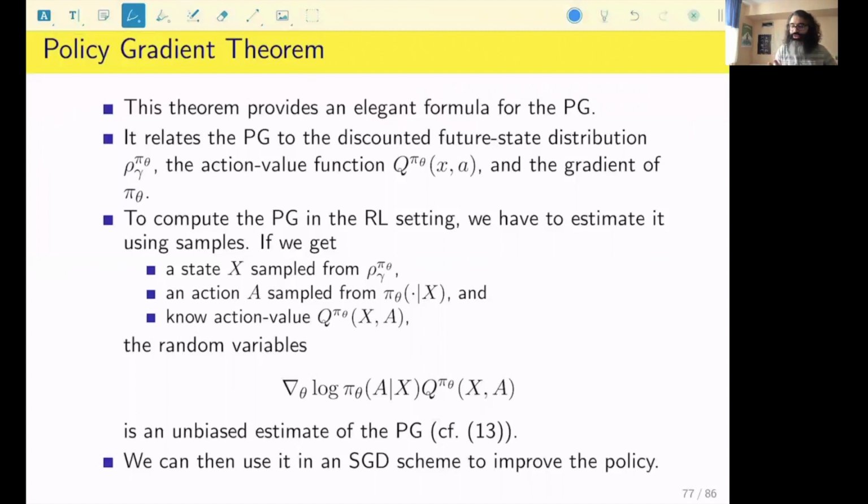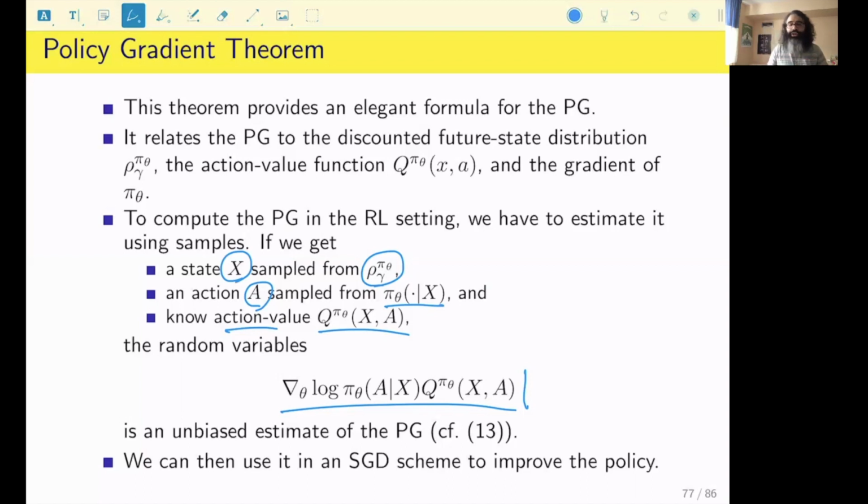Okay, so let's try some final comments on this. I see this theorem as an elegant formula for policy gradient. It relates a policy gradient to the discounted future state distribution, the action value function, and the gradient of pi. If you want to compute it in an RL setting, we have to estimate it using samples. What we require essentially is x coming from the discounted future state distribution, action coming from the policy, and we need to know the action value function there. Then this random variable, gradient of log pi times q of x and a, would be an unbiased estimate of the policy gradient. And then we can use it in a stochastic gradient ascent formulation in order to improve the policy.